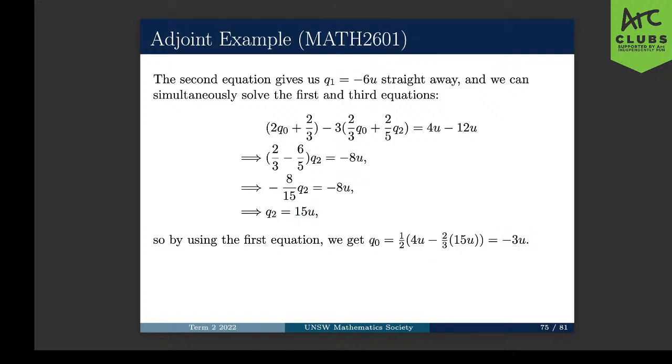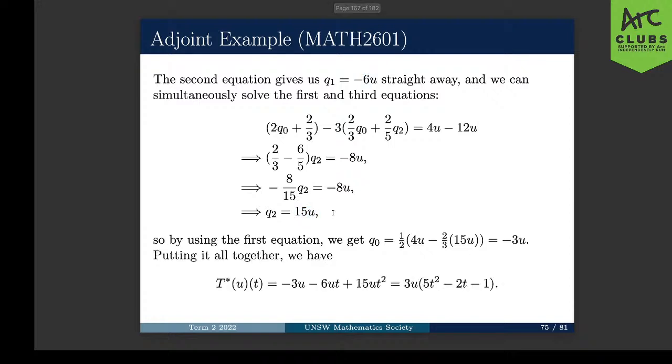And so we have the three things now. We have Q0, Q1, and Q2 here. That was the formula for T star U we wanted. So T star U(t) is Q0 plus Q1 t plus Q2 t squared. We just sub those in, and to make it nicer, just factorize the 3U out. So there we have it. That's the formula for the adjoint of T.